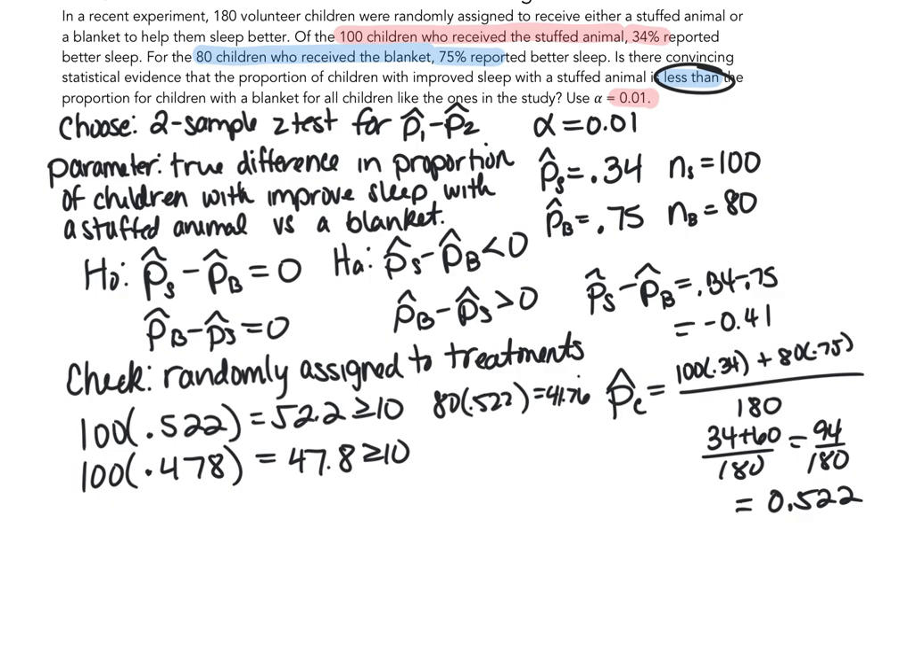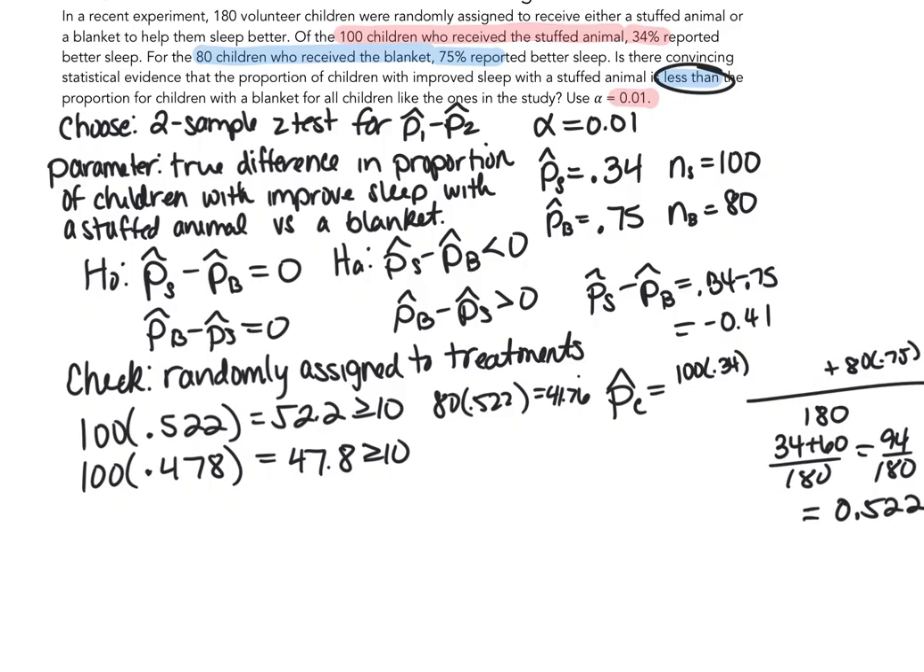Let me just make myself some room here. Okay, and 80 times 0.478 is 38.24, greater than or equal to 10.